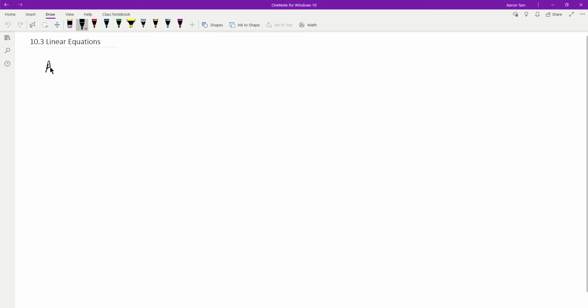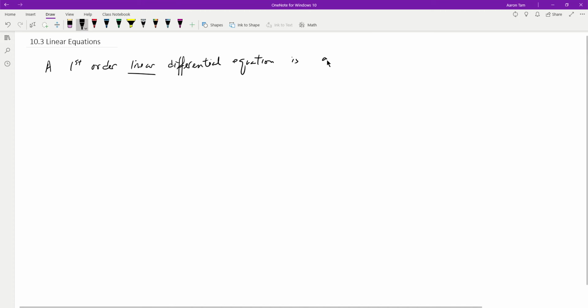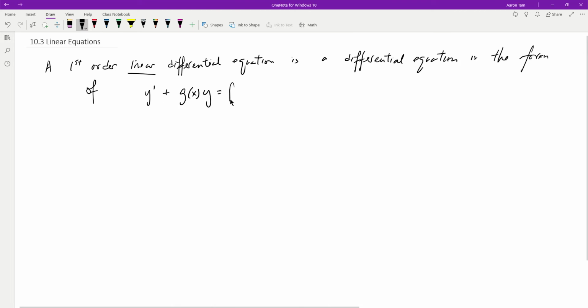A first order linear differential equation is a differential equation in the form of y prime plus g of x y equal to f of x, for some functions f of x and g of x. Here's the big word; we didn't use this word before.